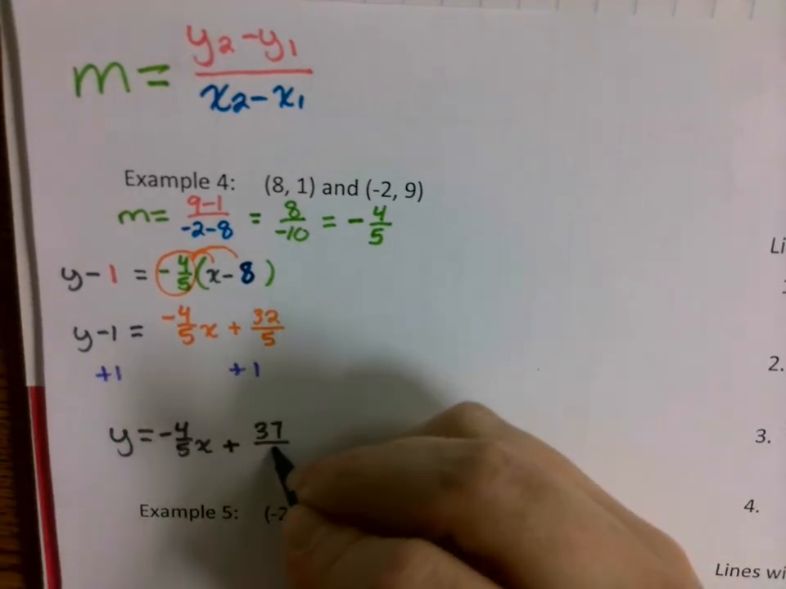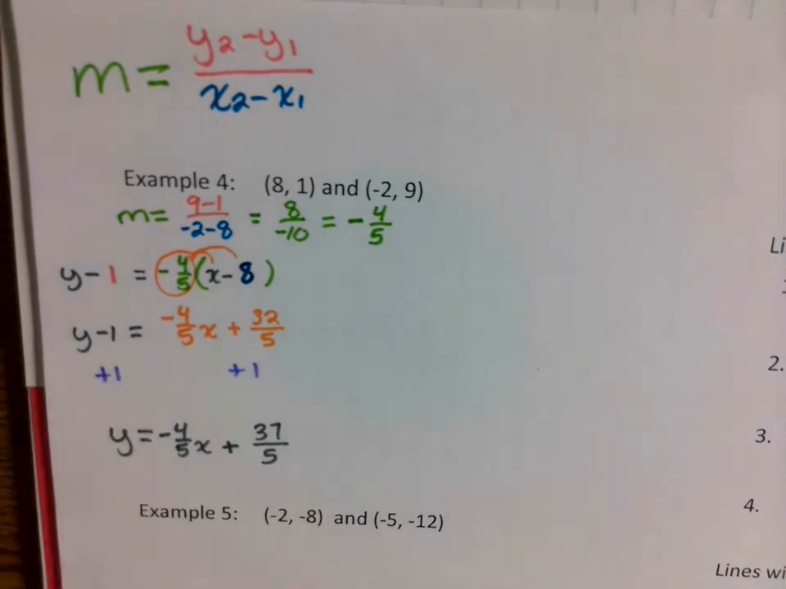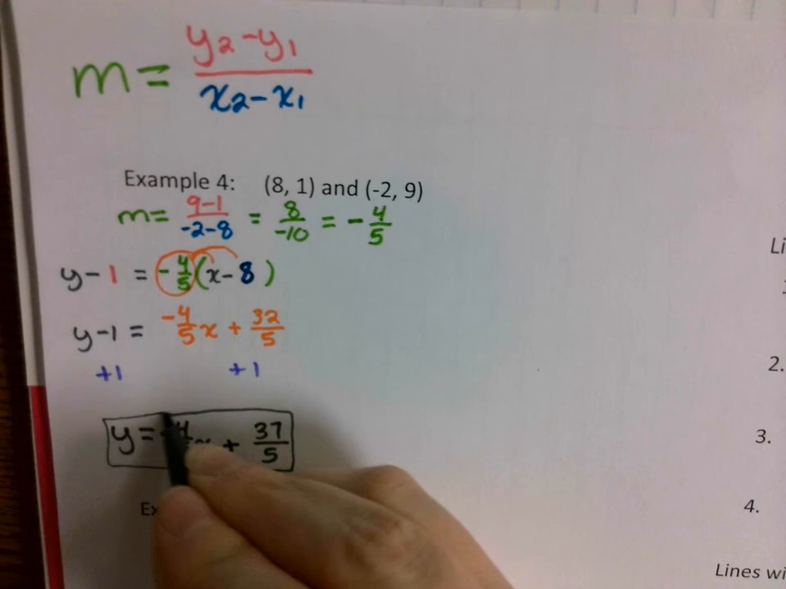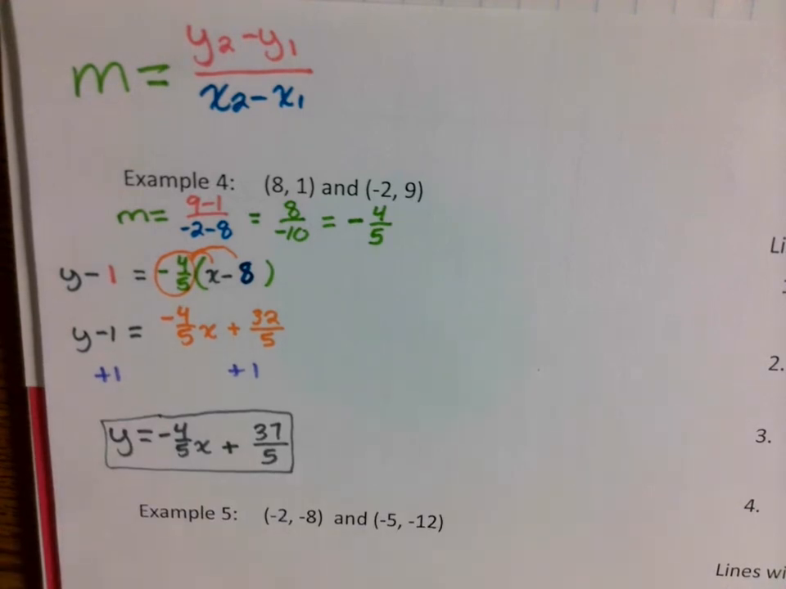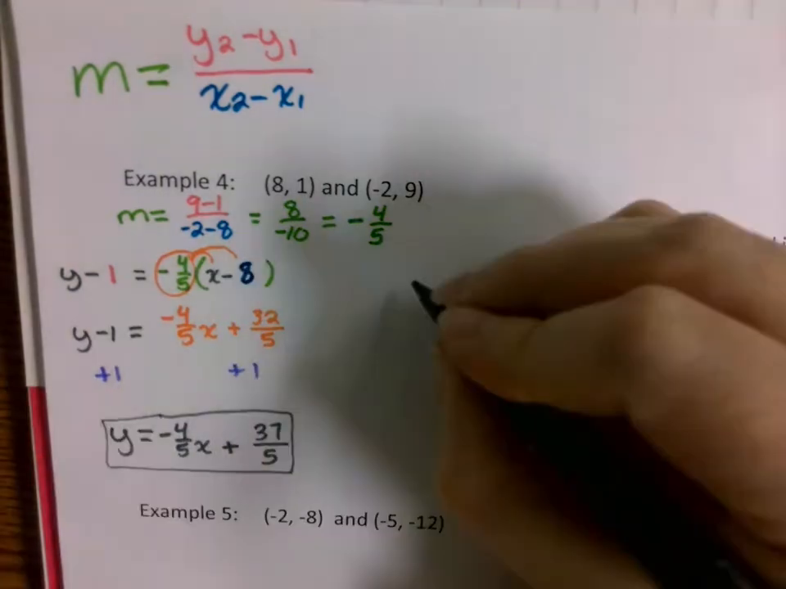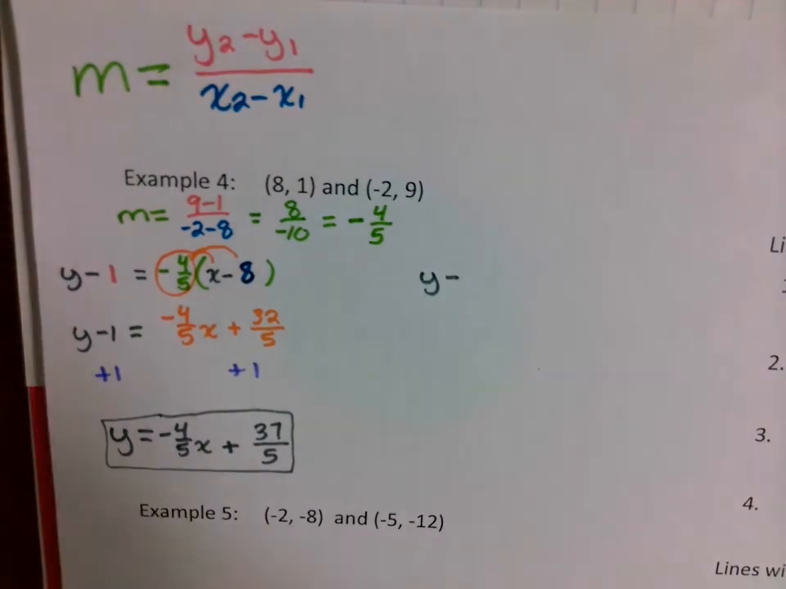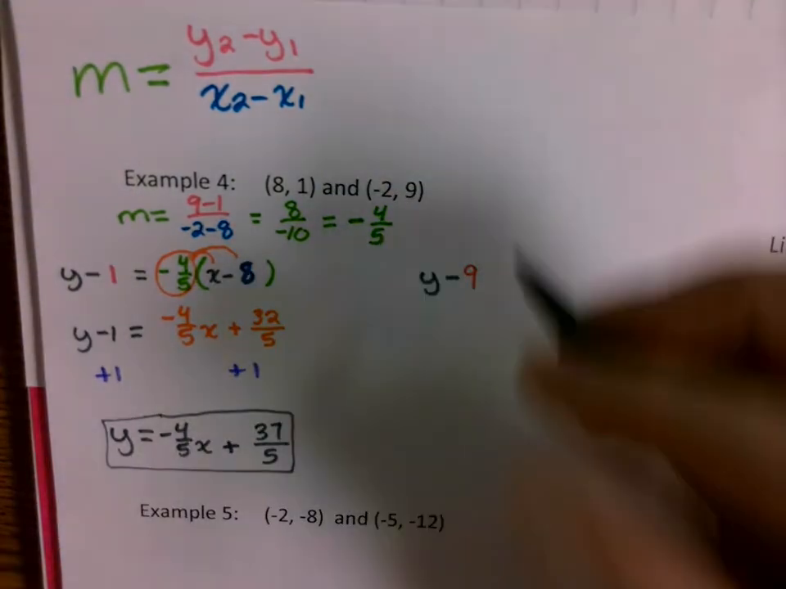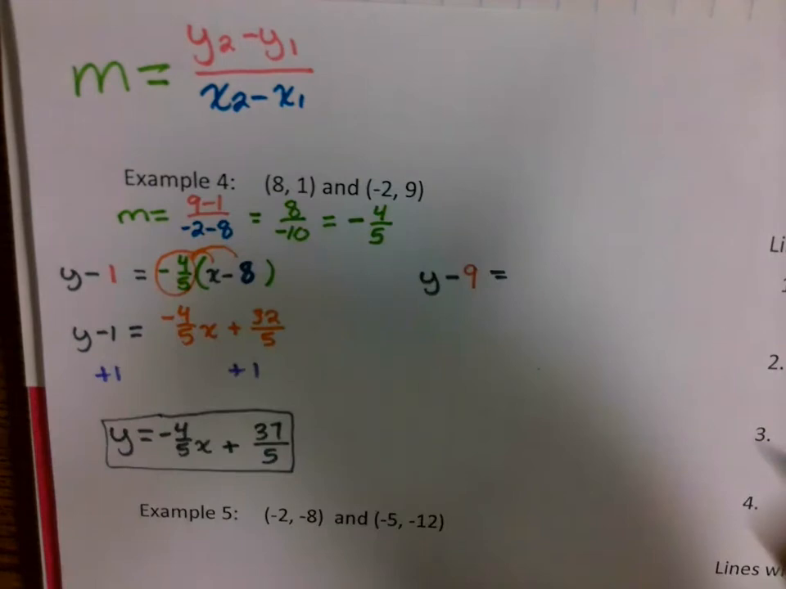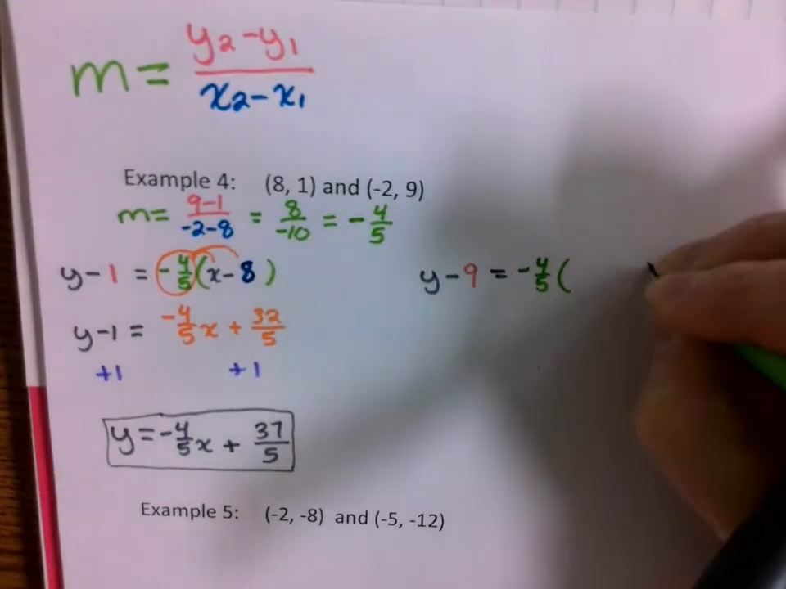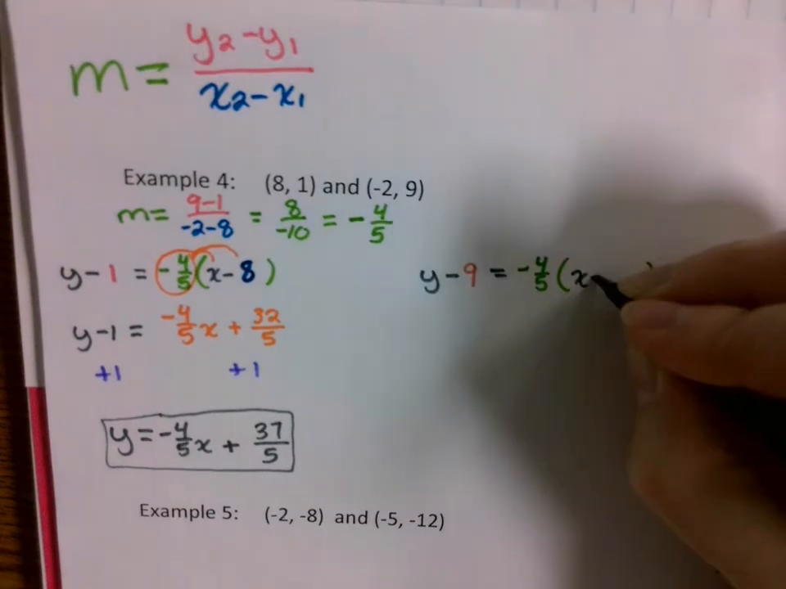Okay, so there's my final simplified linear expression or linear equation. That's if I use the first point. Again, it's identical even if I use the second point. Let me show you what I mean. If I do y minus 9 is equal to negative 4/5 times x minus negative 2.